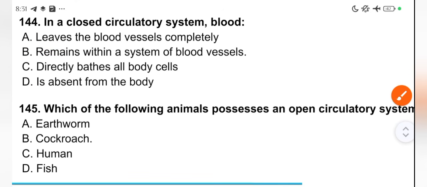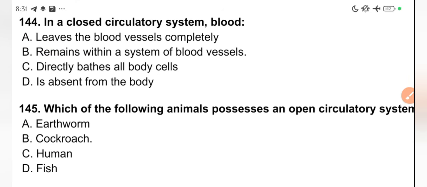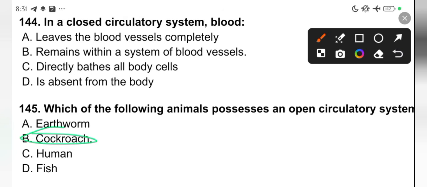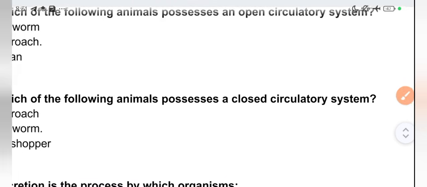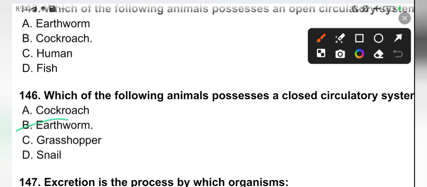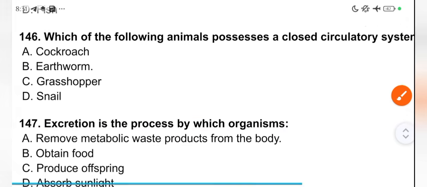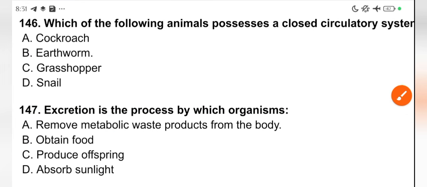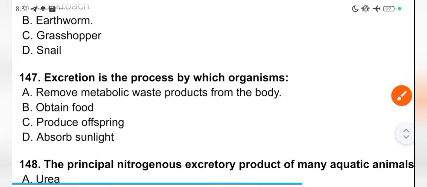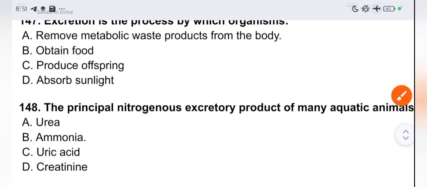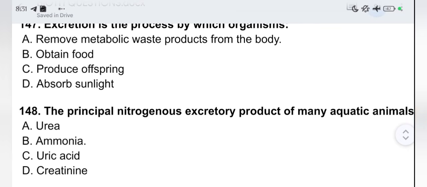Which of the following animals possesses an open circulatory system? We have the cockroach. All right. 46. Which of the following animals possesses a closed circulatory system? We have the earthworm. 147. Excretion is the process by which organisms remove metabolic waste products from the body. The principal nitrogenous excretory product of many aquatic animals is ammonia.